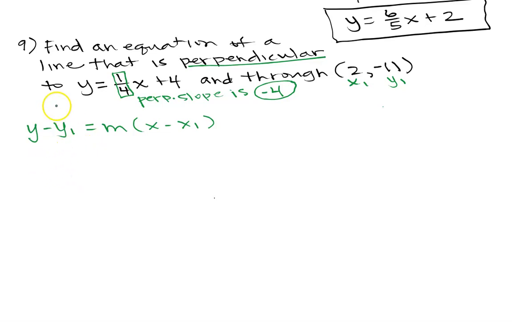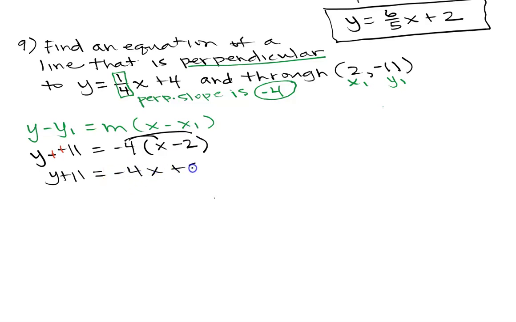And then from there, it's pretty much the same thing that we did before. So y minus -11 equals m, which we found to be -4, times x minus x1, which is 2. Okay, and again, minusing a negative is really adding here. So I've got y plus 11 equals, let's distribute that -4 through, so -4x plus 8. And then last thing we need to do is subtract the 11 over. So y equals -4x minus 3.